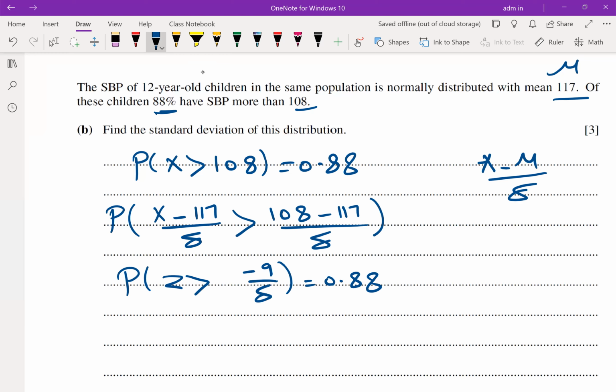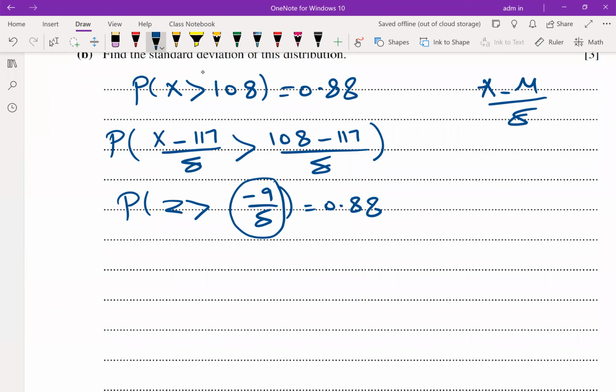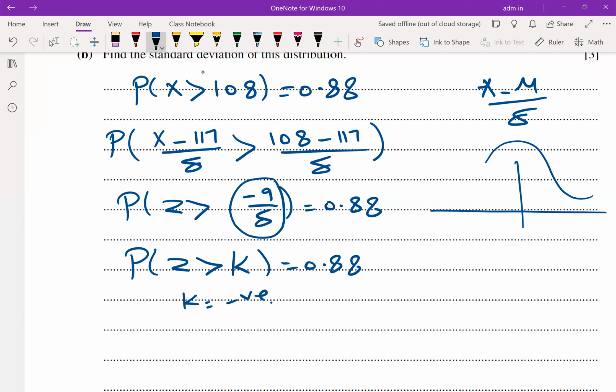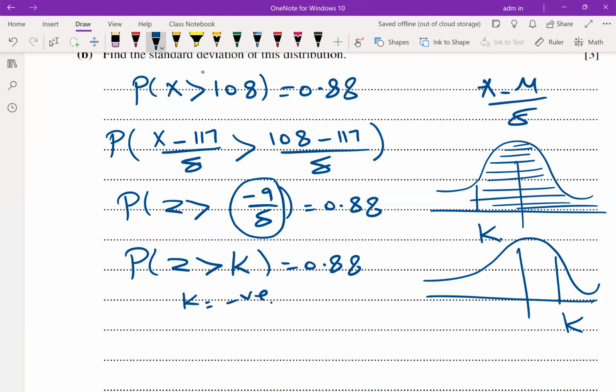Now how to calculate the standard deviation? Let's say this value now is K. So the probability of Z more than K is equal to 0.88. Is K positive or negative? K has to be negative because of the normal distribution curve. If we write K on the negative side, the area is more than 0.5, so K is negative. But if we switch it and write it on the positive side, it will be the same area. So directly from the table, the probability of Z less than positive value K is equal to 0.88.